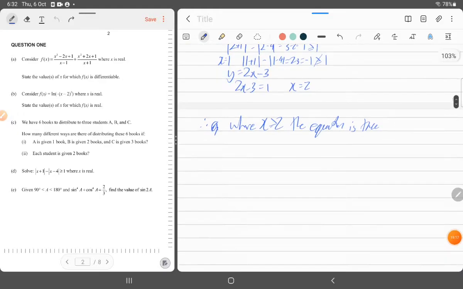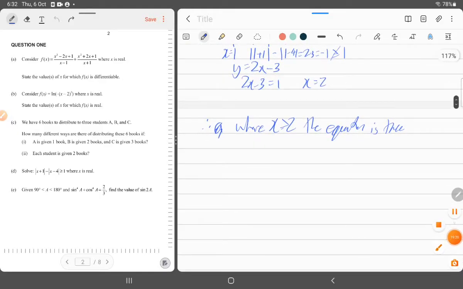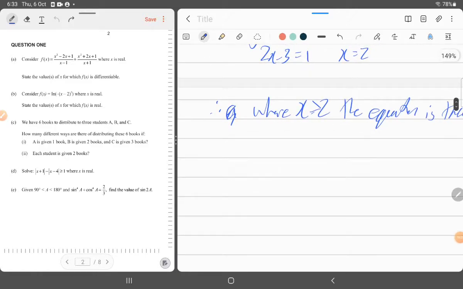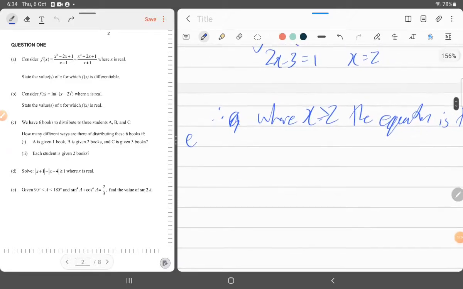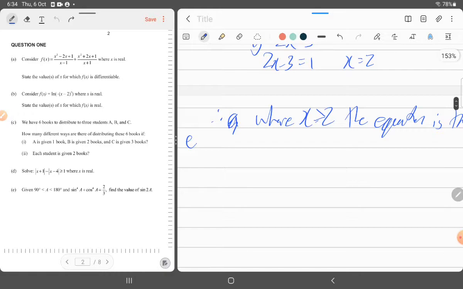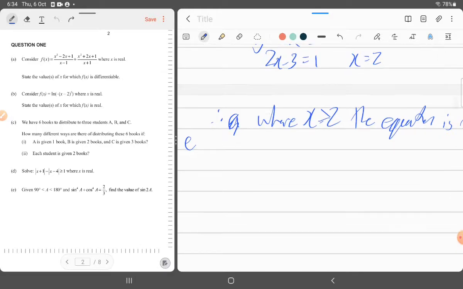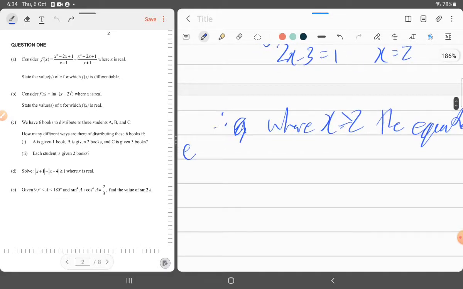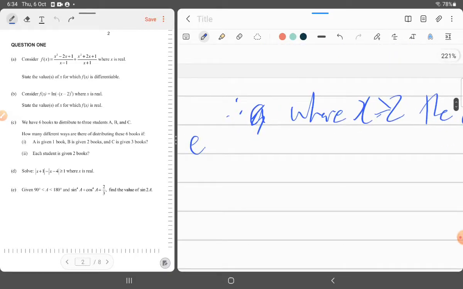And question 1a. Okay, so question 1a. Given that 90 degrees is less than a and less than 180 degrees, and sine to the power 4 a plus cosine to the power 4 a is equal to 2/3, find the value of sine 2a.